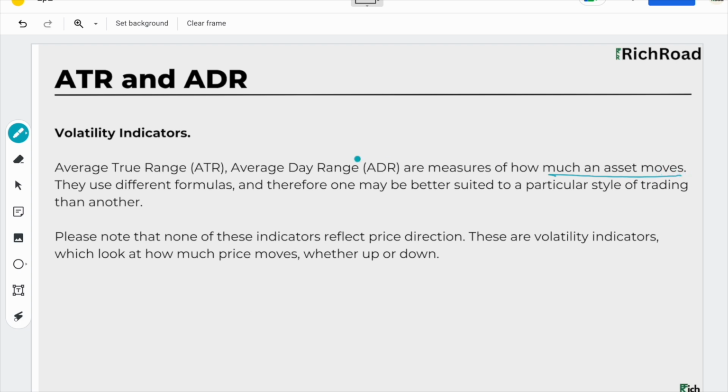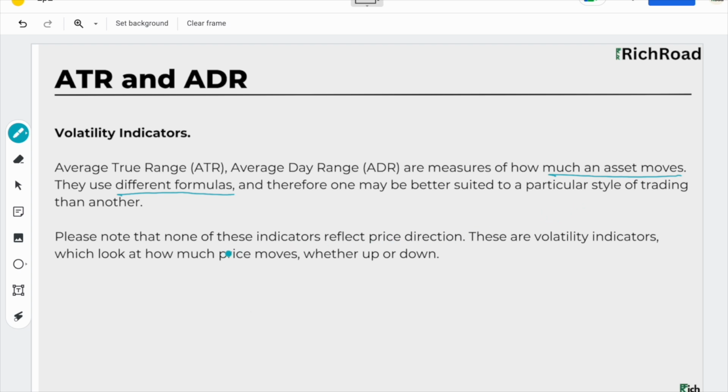That is important. And the key difference in these two is different formulas, not only the T and D, but they have different formulas which we will see. Therefore, one of the indicators may be better suited to a particular style of trading than the other. I'll explain that later in a better way.